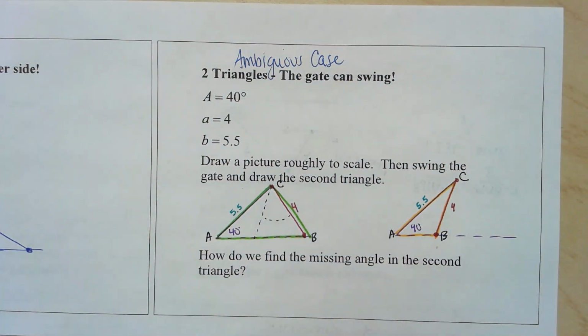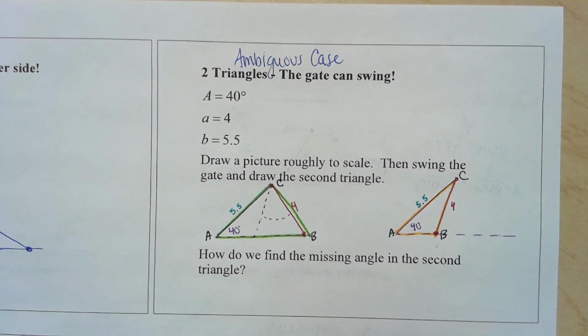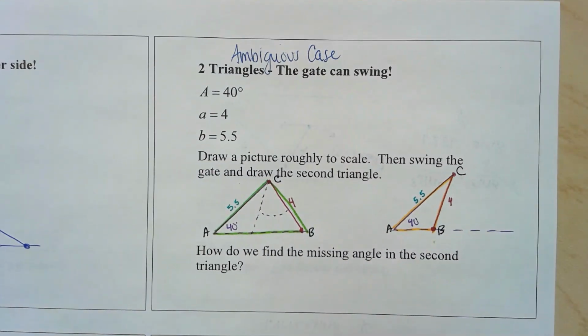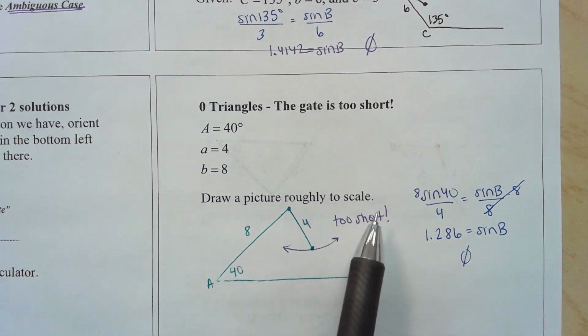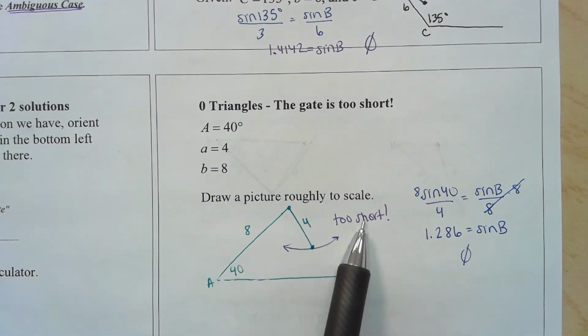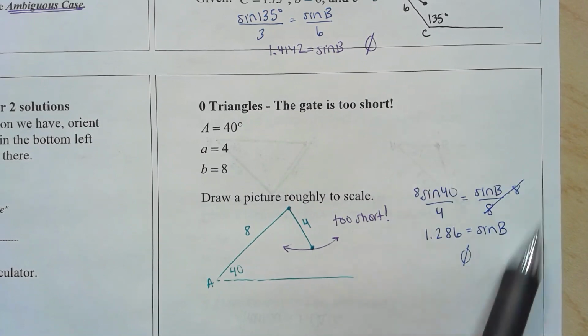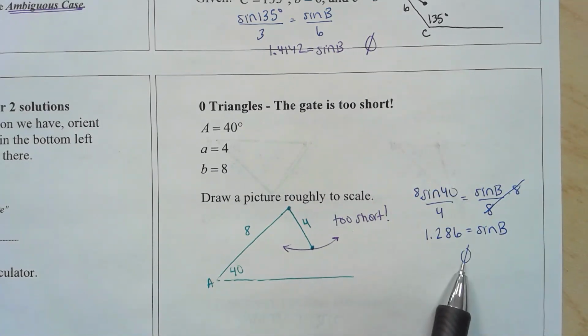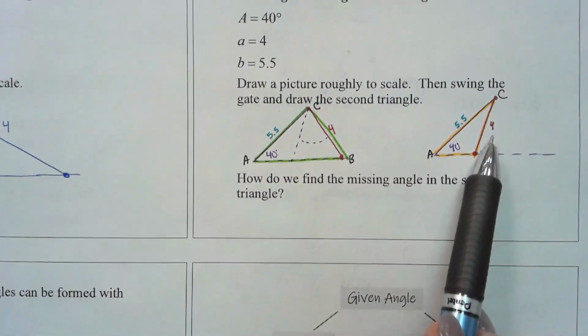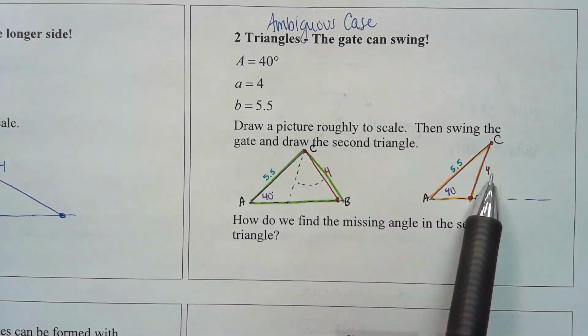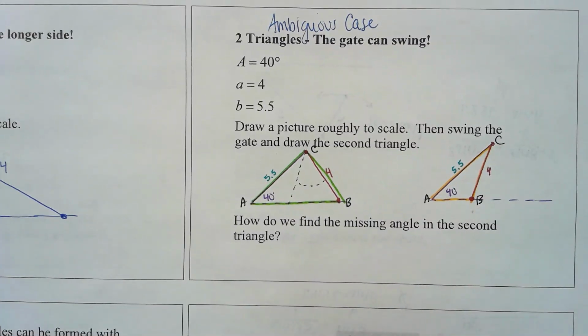Okay. So the big question then is, okay, if the gate is shorter than the other side, right, like here, the gate is shorter, how do I know when it's too short versus going to give me 2 triangles? Well, that's when we do the math. If your calculator says no solution, then you know there's no triangles. If the gate is the shorter side and your calculator spits out an answer, that's when we're going to have 2 triangles. We're going to summarize all this on our last slide in a minute.